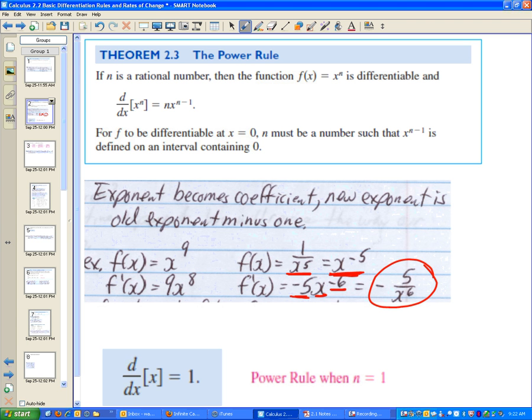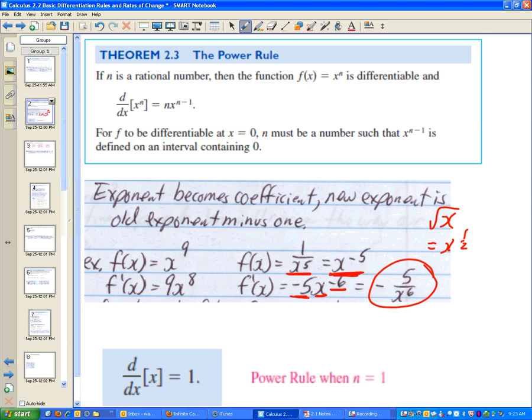Can we do the same thing if we have square roots or whatever, like x to the 1/2? Yeah, if you had the square root of x, you could change that to x to the 1/2, and now you can use the power rule on it. 1/2 x to the negative 1/2. Exactly. In a minute we could.